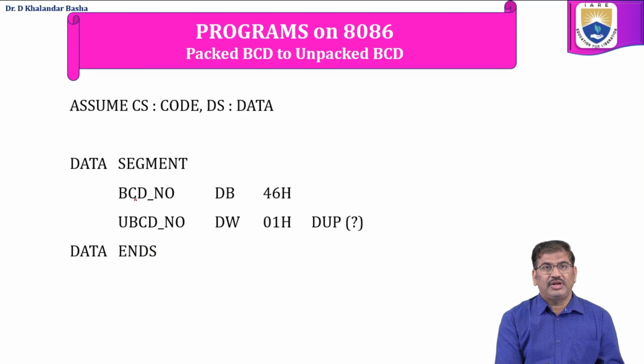So in this data segment, we are going to have two variables. One is BCD_NUMBER. The second one is UBCD_NUMBER. The input which we are going to consider is a packed BCD, which is 8 bits in size. The value which you are allocating for this one is 46H. After conversion, for the unpacked BCD, we are going to reserve one memory location, which is of 16-bit size. So we will take DW. As it is uninitialized, you will give a question mark. DUP indicates it is for reserving the memory. After conversion, the unpacked BCD will be loaded into this memory location.